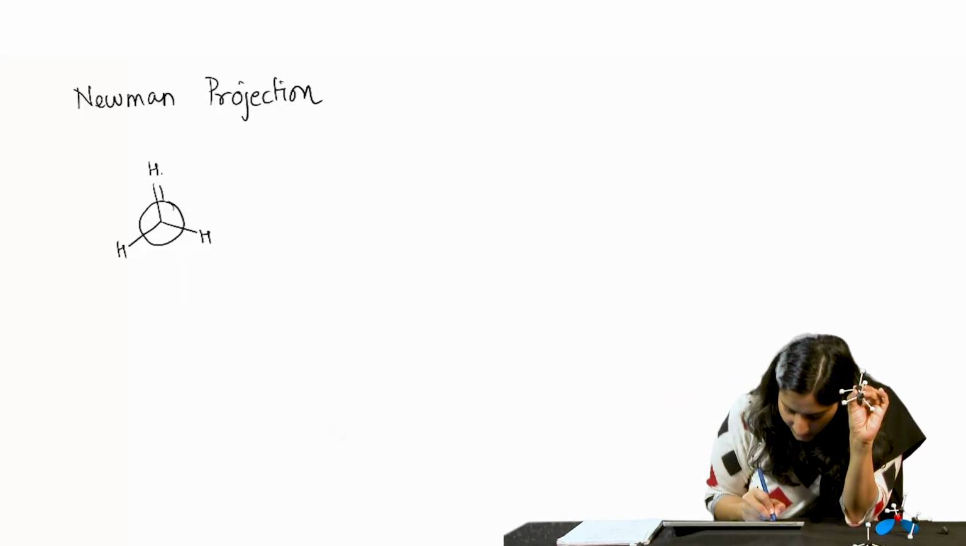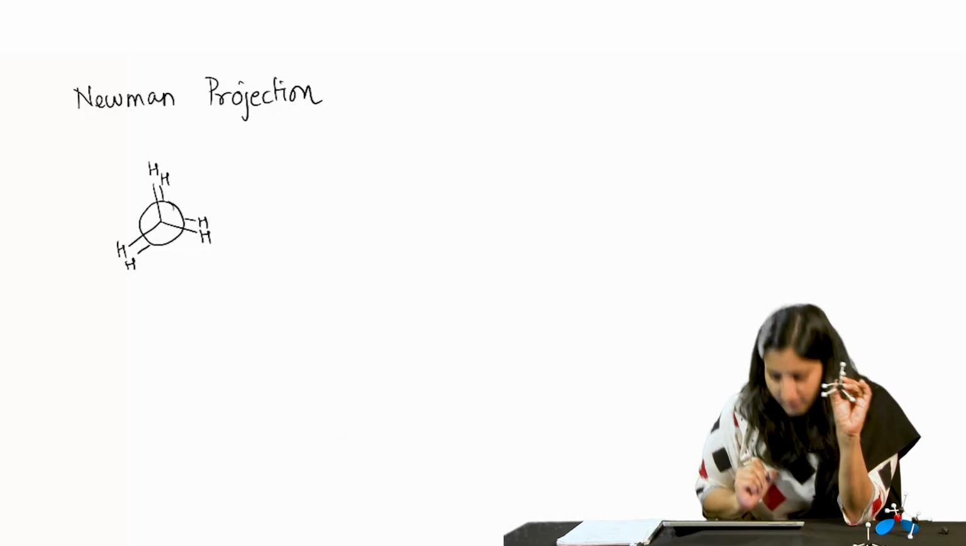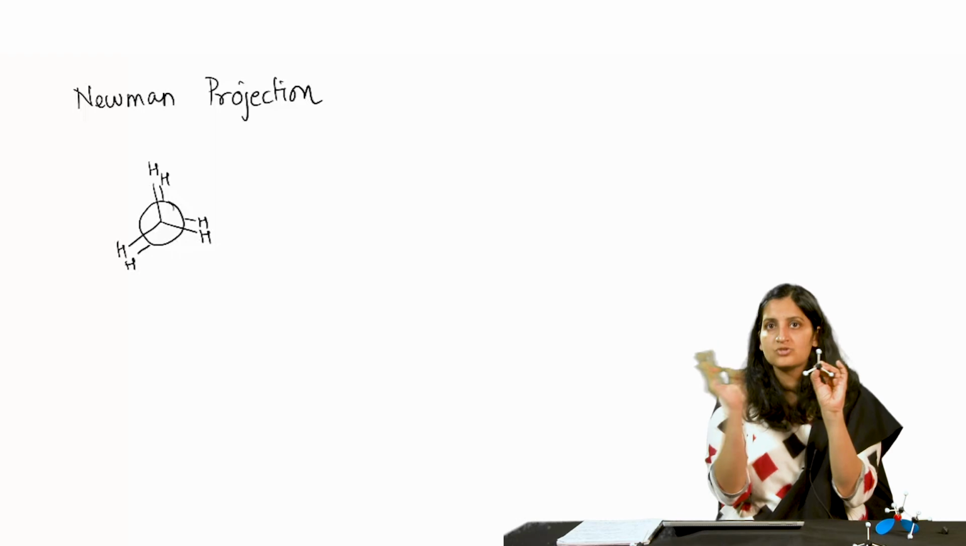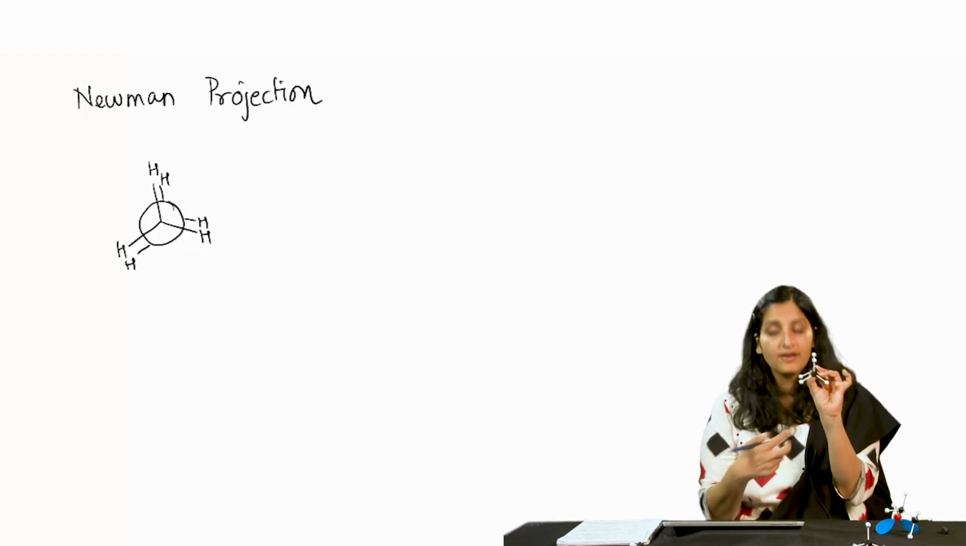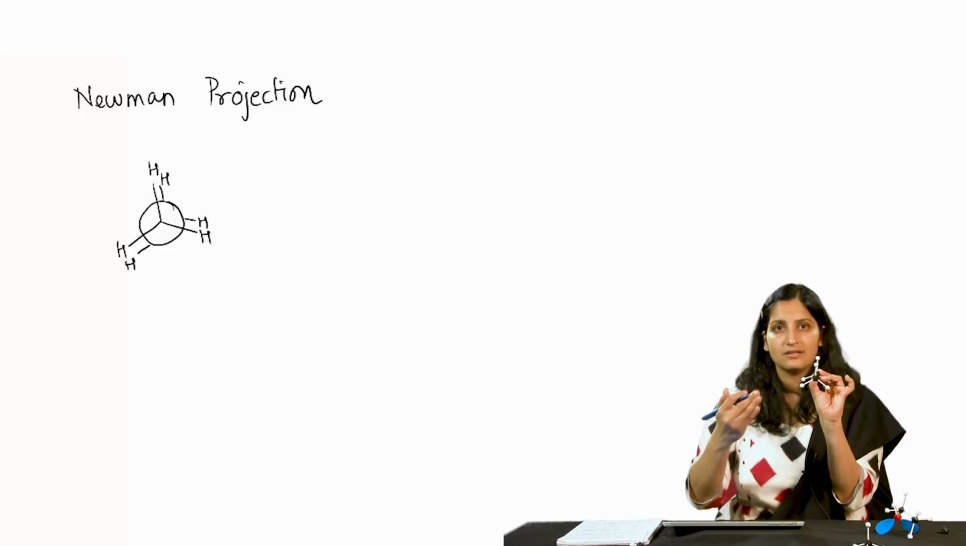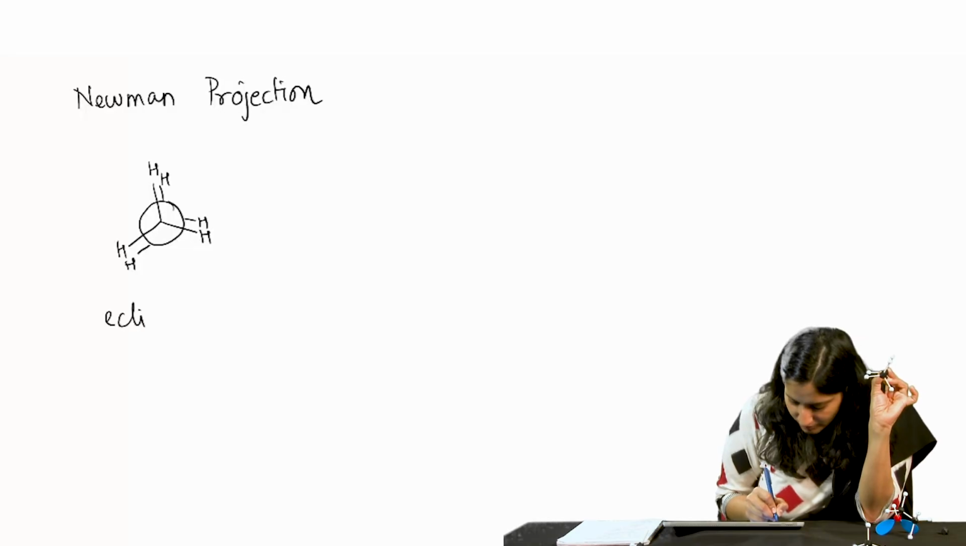In order to show that they are eclipsed with each other, I am going to show them very close to the first bond. Now, ideally it is very difficult to represent it on paper such that they are completely overlapping with each other. So, this is my eclipsed conformation.